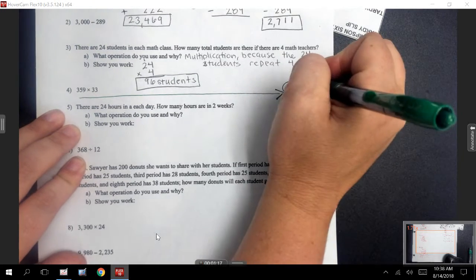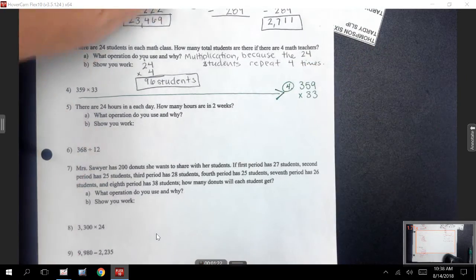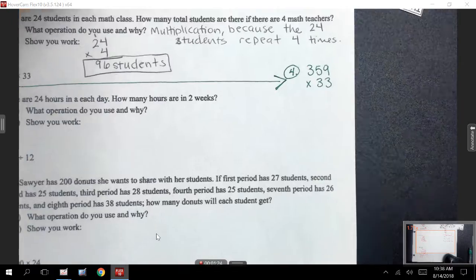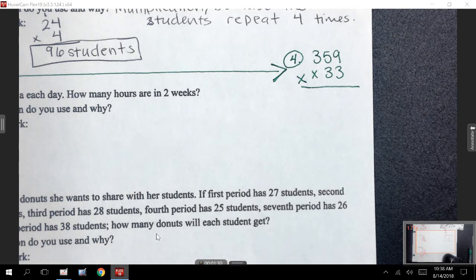All right, y'all ready? So we have 359 times 33. That's wrong direction. All right, I've seen some really silly mistakes happening with our multiplication. So let's check every single step, make sure ours looks the same. If they don't look the same, that's a problem, okay? Because we're using the standard algorithm, so all of us should have the same work.